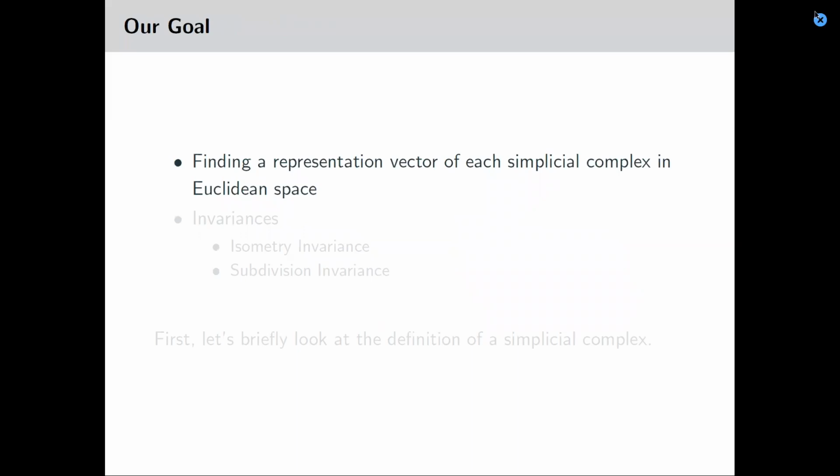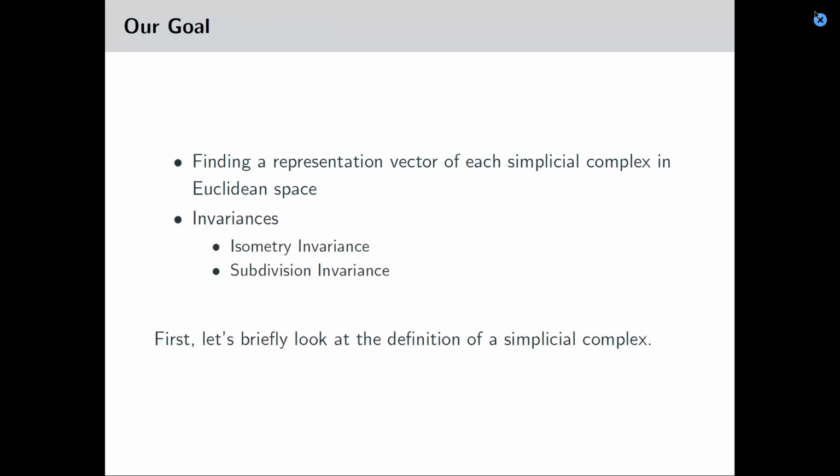So in summary, what we want to do is to find the representation vector for each simplicial complex that fits a given task. And we also want this representation to have two desired properties, isometry invariance and subdivision invariance. Okay, so before discussing how to proceed, let's first go over some background for this topic, starting with the definition of a simplicial complex.